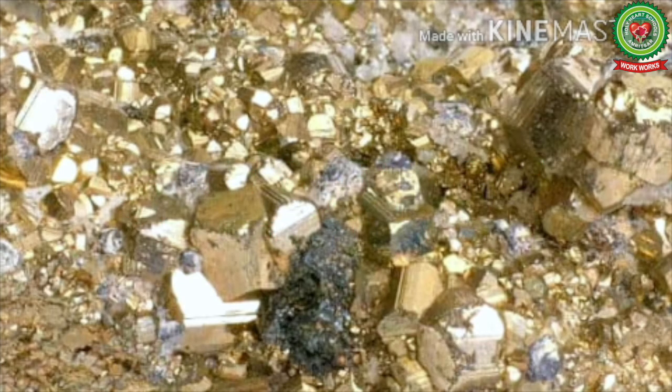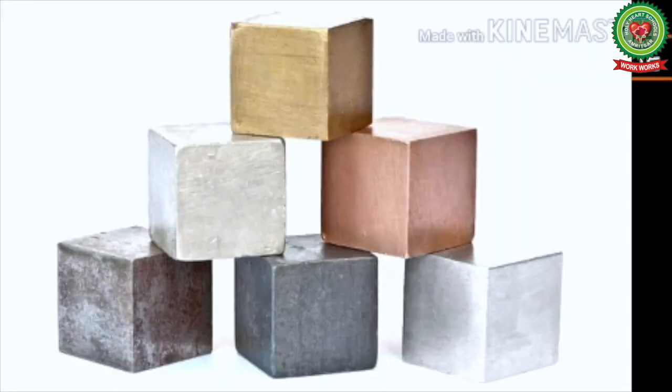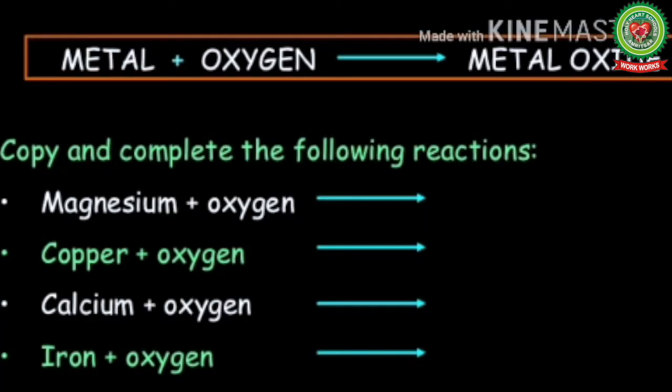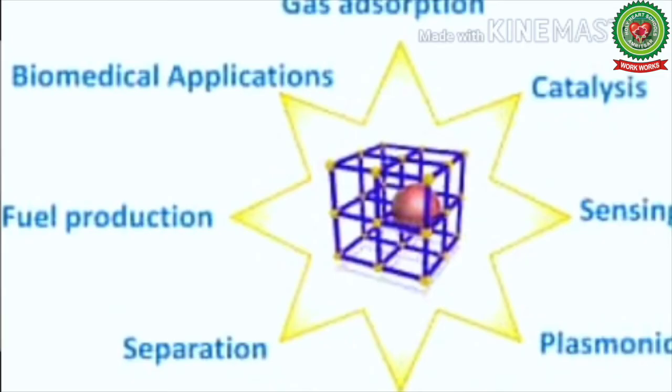Next we have metal oxides. The earth's crust contains a large number of metals. Metals are opaque, lustrous elements that are good conductors of heat and electricity. Most metals are malleable and ductile. When metals like iron, aluminium, etc. react with atmospheric oxygen, they form metal oxides, which are commercially important. These metal oxides are mostly used for biomedical applications, fuel production, separations, plasmonics, sensing, catalysis, and gas absorption.